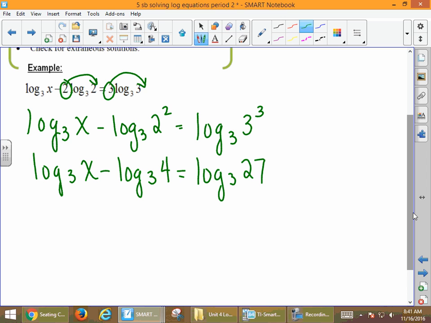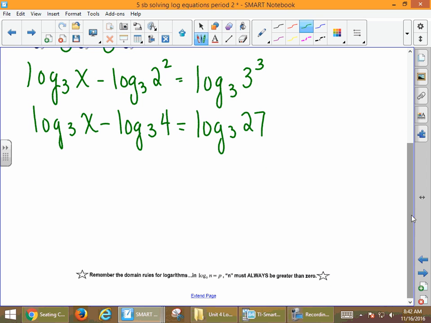But we still have one more property to apply. Now that we've dealt with the power property, we've taken care of those coefficients in front of our logarithm, we have a minus sign. What does minus tell us to do? It tells us to divide. So we're going to get log base 3 of x divided by 4 equals log base 3 of 27. To solve it, that's what we're going to do.